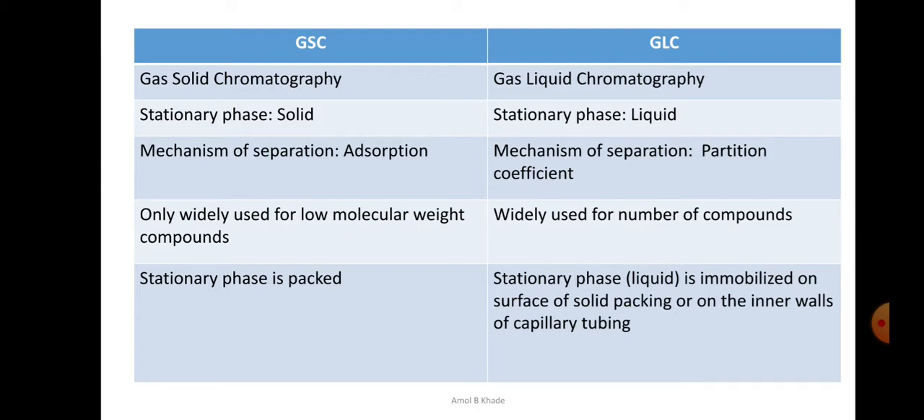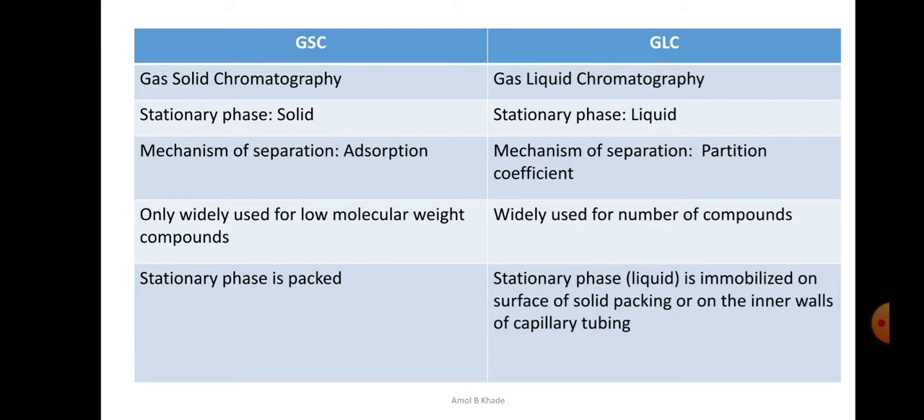In case of GSC, we usually prefer a packed column, similar to our regular conventional column. We take a stationary phase, usually zeolite mixtures and so on, and these are entirely packed in a particular column. In case of GLC, our stationary phase is in the liquid form.